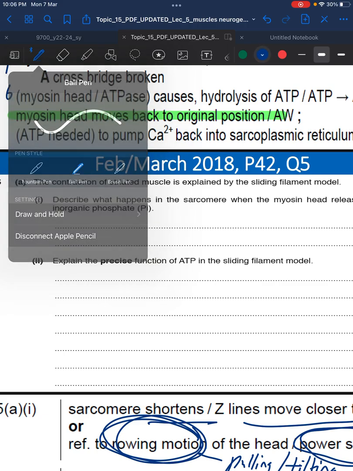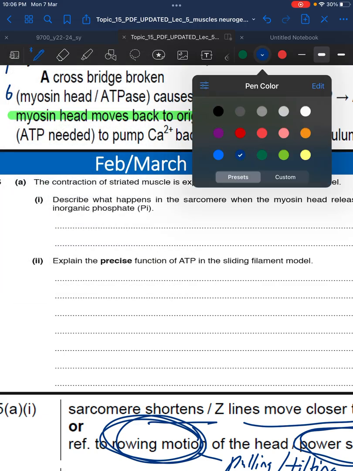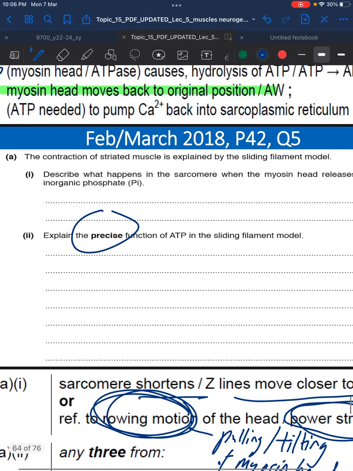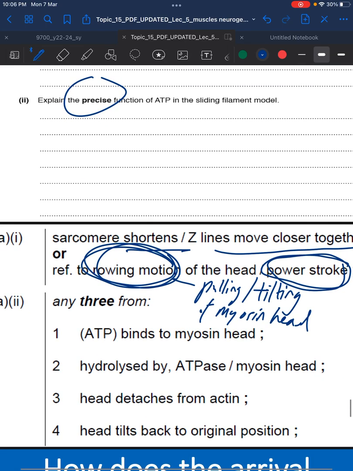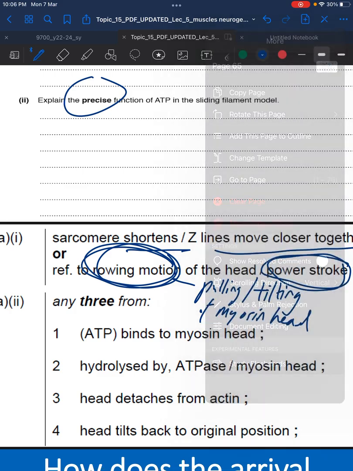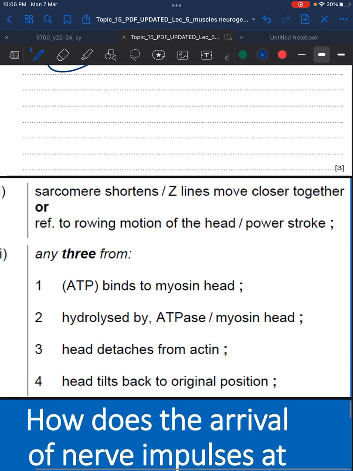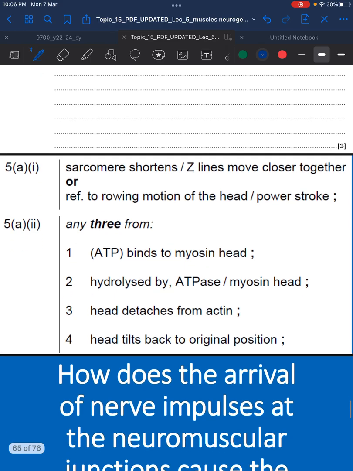Looking for my pen, it's actually hiding there. So precise, yeah, precise function of ATP in the sliding filament model. Let's look at the answers here because we learn by learning the answer scheme. Yeah, so as you can see here, the precise function of ATP.